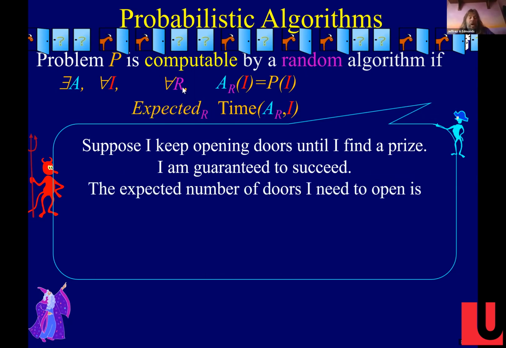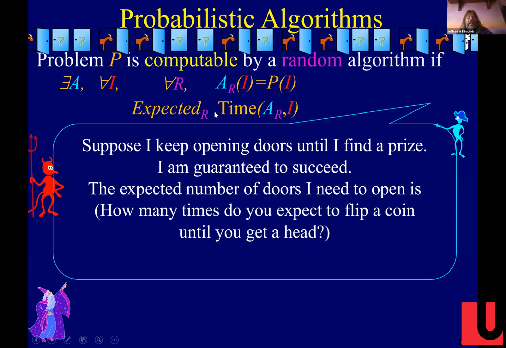But what's the expected running time? Well, if you flip a coin, you have a probability of a half of getting heads. What's the expected number of coin flips until you get a tail? How many times do you expect to flip a coin? You expect to flip it 1,000,000 times before you get it? Just once? True, if you get it on the first time, but only 50-50 you get it on the first time. So somebody gave the answer: the expected number is 2.